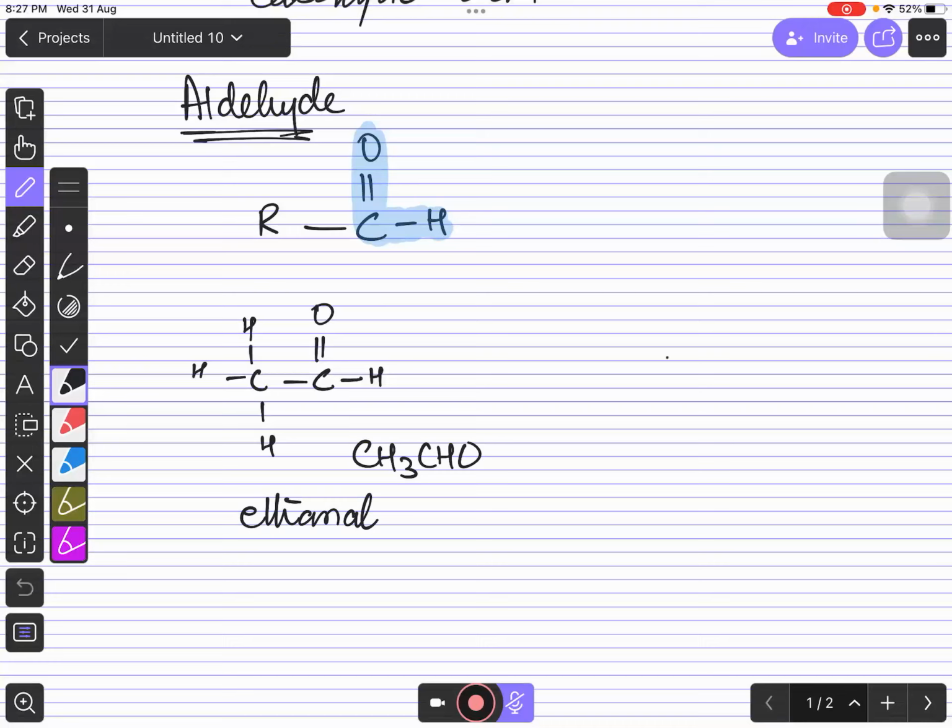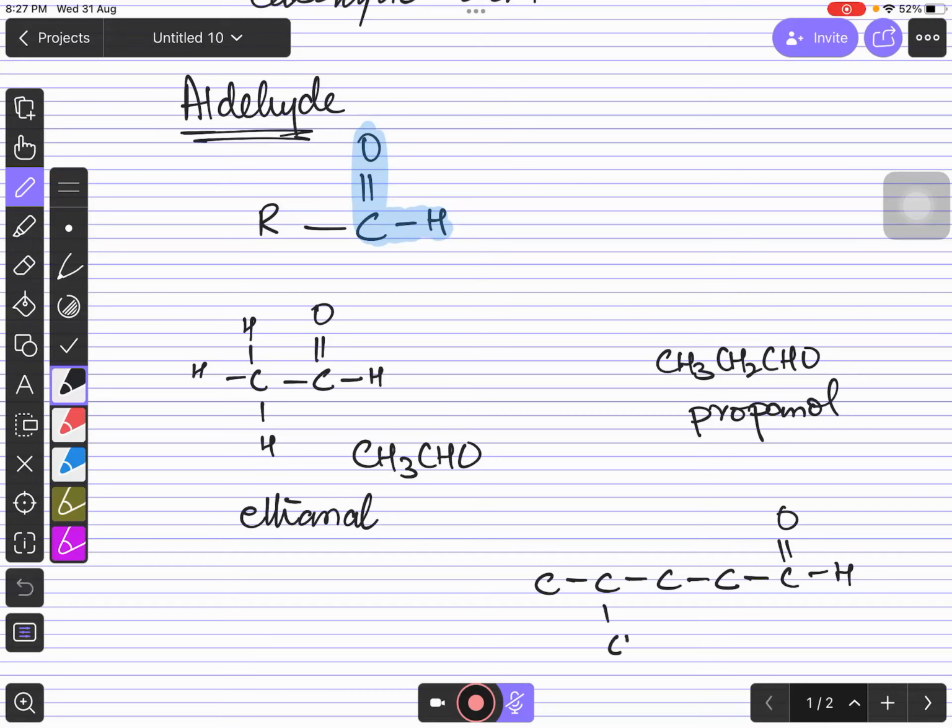And for example, if you have CH3CH2CHO, so this is what? Propanal, right? And same, for example, if you have 4 carbons, and after the 4th carbon we have a 5th carbon on which we have the functional group, right? And over here, for example, I am writing a branch. This is one of the structures we have of aldehyde group, right? So what should be the name of this?